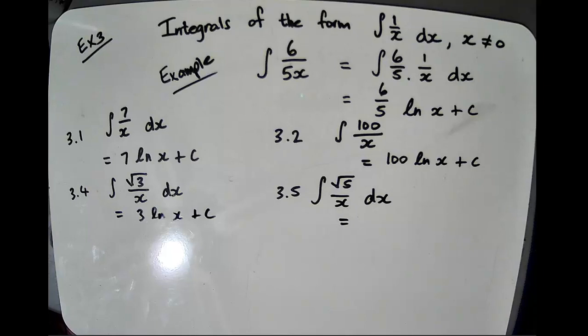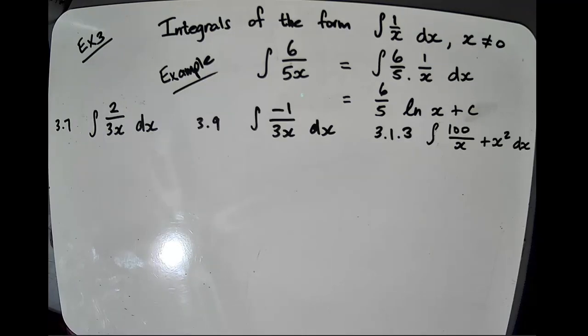Right. So it'll be root 3 ln x plus c. Do include the root sign over the 3. And 3.5 root 5 ln x plus c. Please note that 3.4 is root 3 ln x plus c. 3.7 is very similar to the example given up above. The first step would be to write it with the integral separate, but your answer will be 2 over 3 ln x plus c. In 3.9, it'll be very similar to 3.7. So, negative 1/3 ln x plus c.